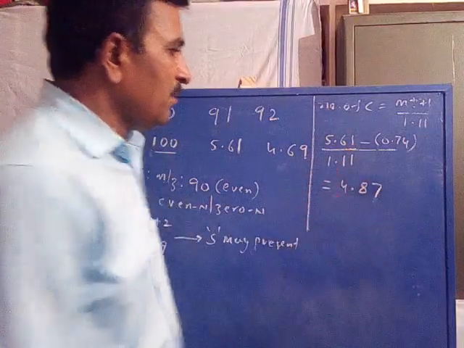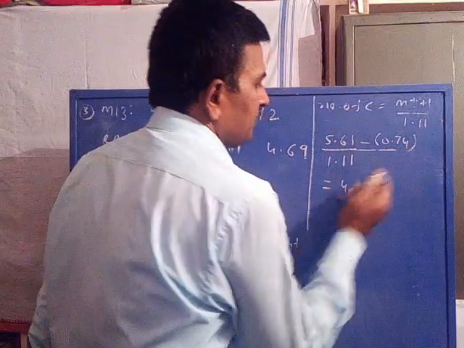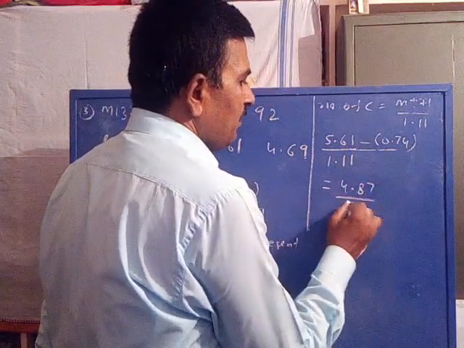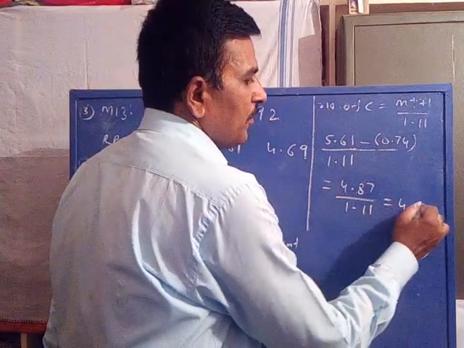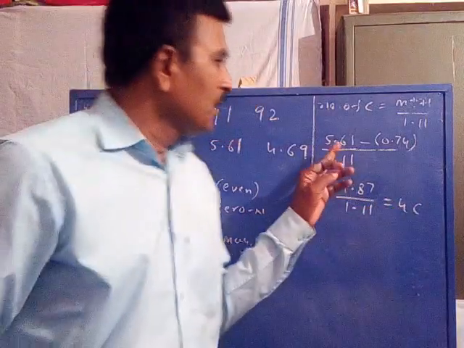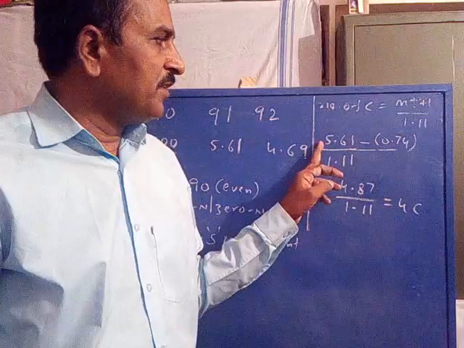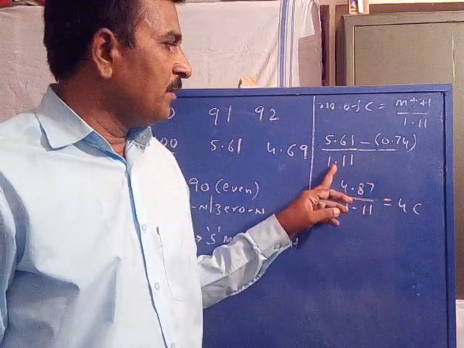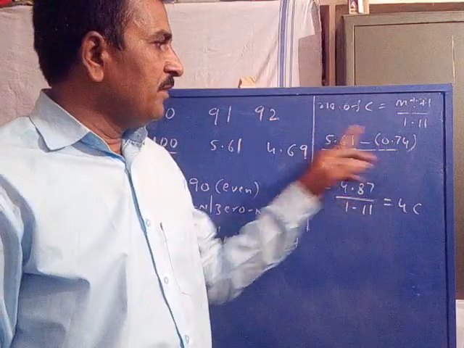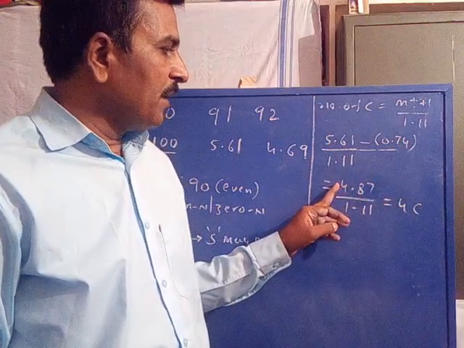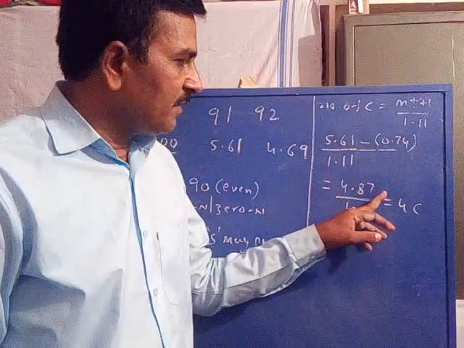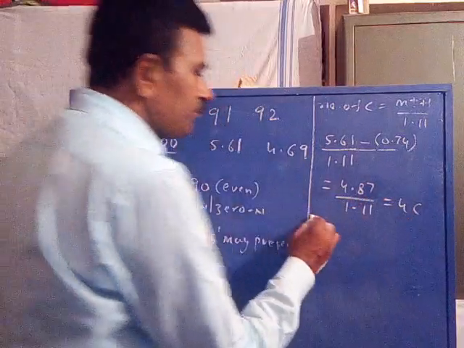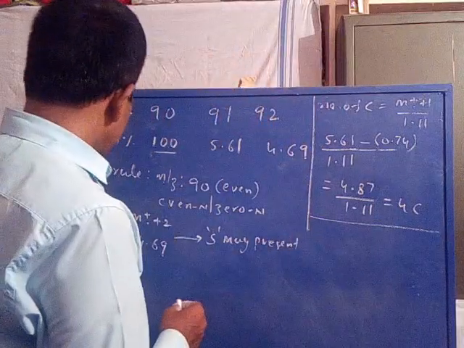4.87 divided by 1.11 gives nearly 4 carbons. That is, 5.61 minus the sulfur natural abundance 0.74, giving 4.87, divided by 1.11. Therefore, there may be 4 carbons. This is the fourth guideline.